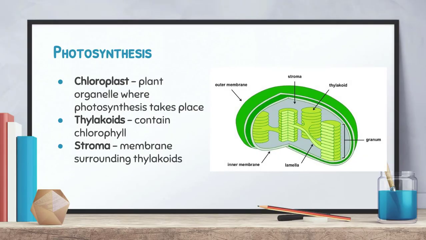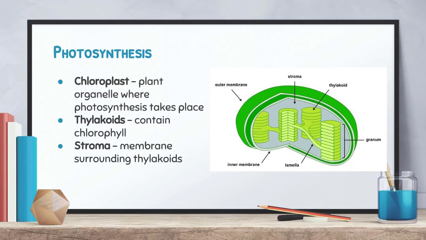So let's talk a little bit more about the organelle in which photosynthesis takes place, and that is known as the chloroplast. The chloroplast is where the chlorophyll is stored, so that's why you see it being green in the picture. And if you've ever looked at plant cells under a microscope, you might have seen some of these chloroplasts inside of the plant cell.